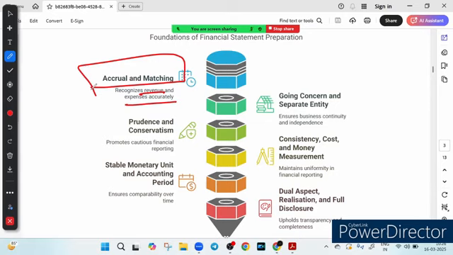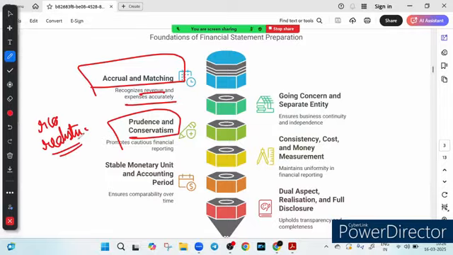The second principle is called prudence and conservatism. Accounting is not about being optimistic, it's about being realistic. This word realistic, let me write it down, plays a dominant role. This principle ensures that businesses prepare for possible losses while not overstating gains, promoting cautious financial reporting.